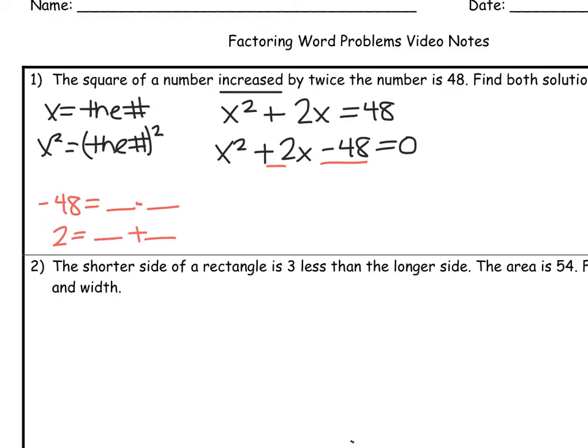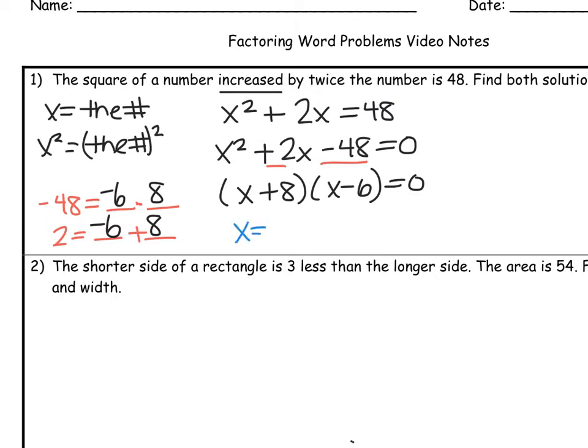And factor pairs of negative 48 that add up to 2 are negative 6 and 8. Negative 6 times 8 is negative 48, and negative 6 plus 8 is 2. So there's our first binomial, x plus 8, and our second one is x minus 6. And we're going to use the zero product property, so we're going to set each equal to 0. So if we solve for x on this one, x equals negative 8. If we solve for x on this one, x equals a positive 6.